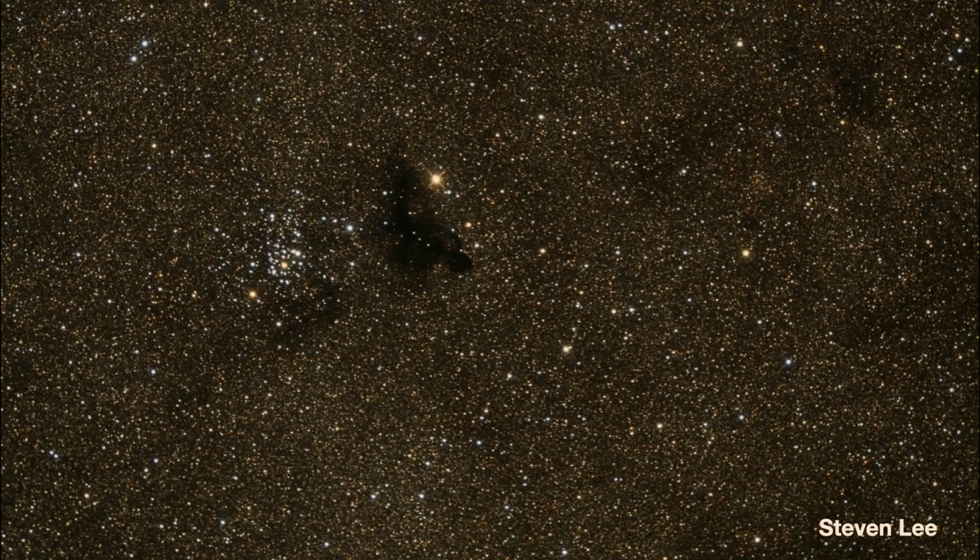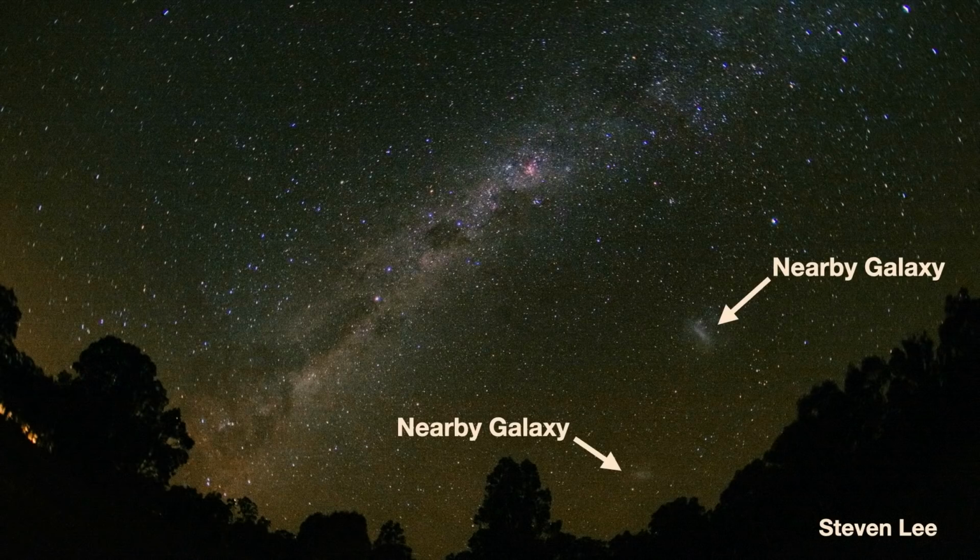So let's now go up a scale and start to think about galaxies and the structures that we see in galaxies. This is a beautiful image of the night sky taken from Australia. And without wishing to be hemispherist, the sky in the southern hemisphere is superior to the sky in the northern hemisphere. Why do I say that?